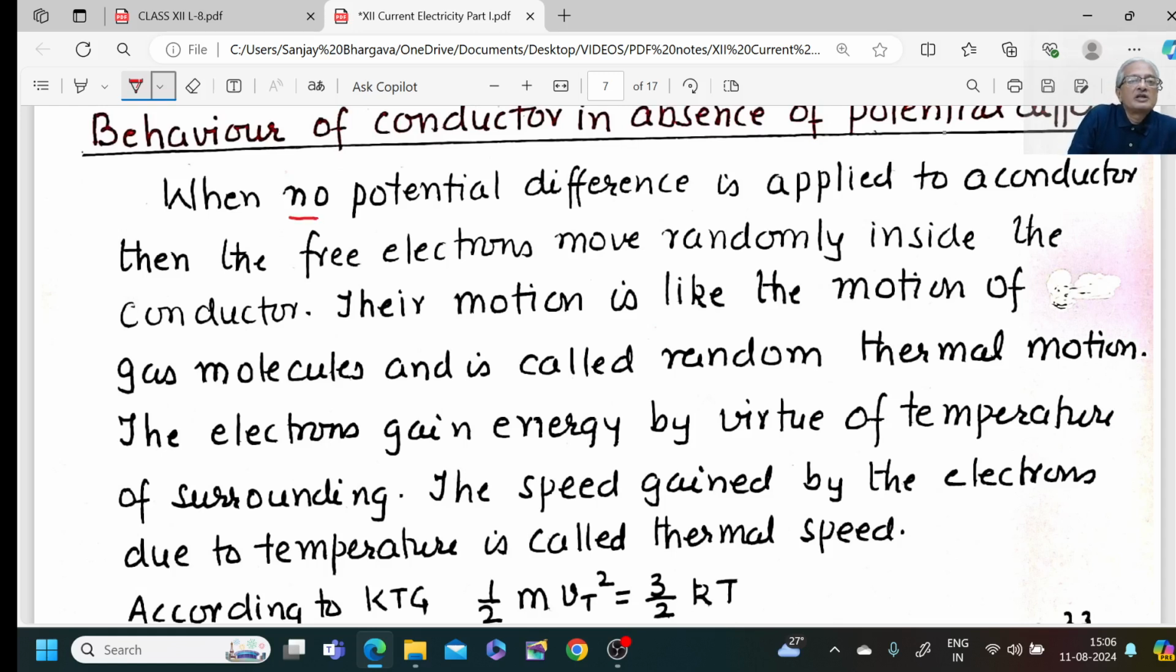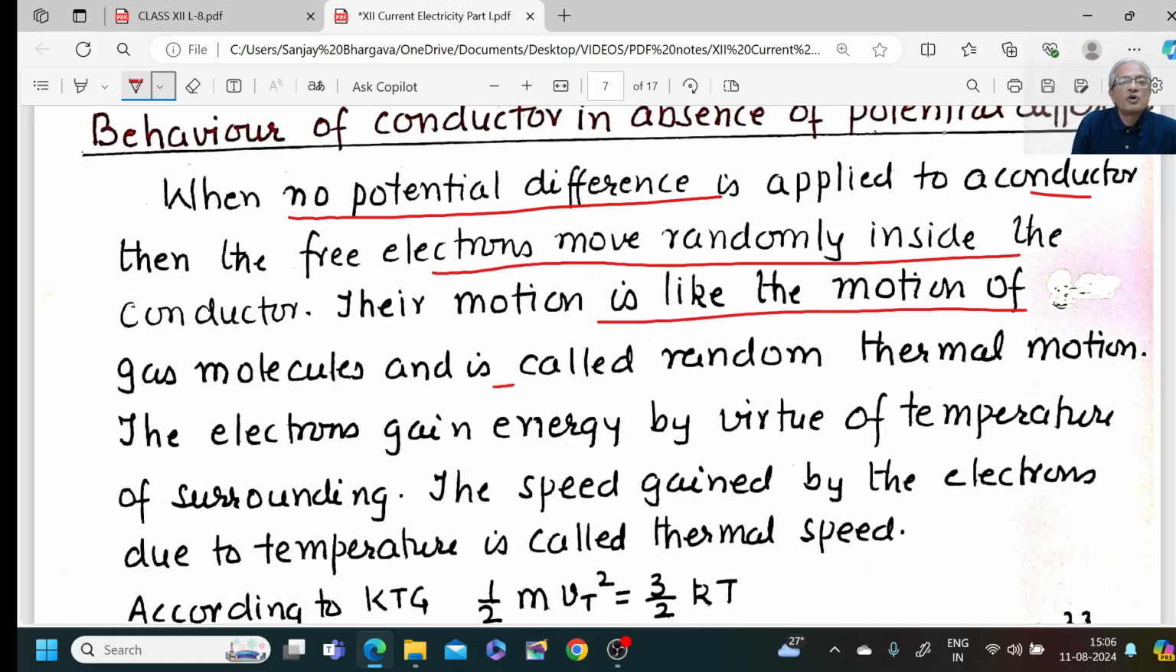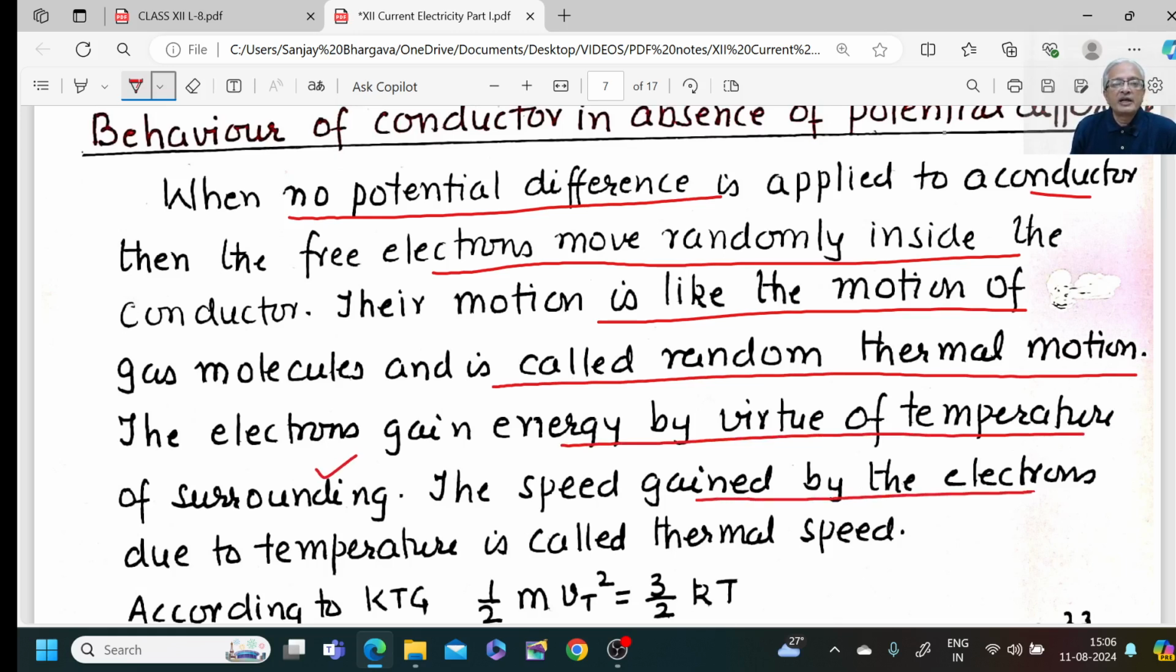when no potential difference is applied to a conductor, the free electrons move randomly inside the conductor. Their motion is like the motion of gas molecules and is called random thermal motion. The electrons gain energy by virtue of the temperature of the surroundings. The speed gained by the electron due to temperature is called the thermal speed.